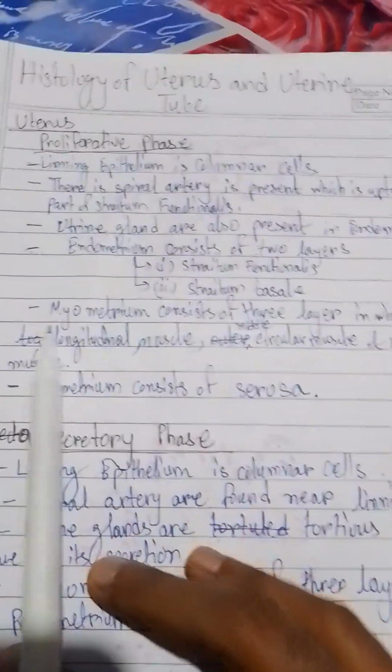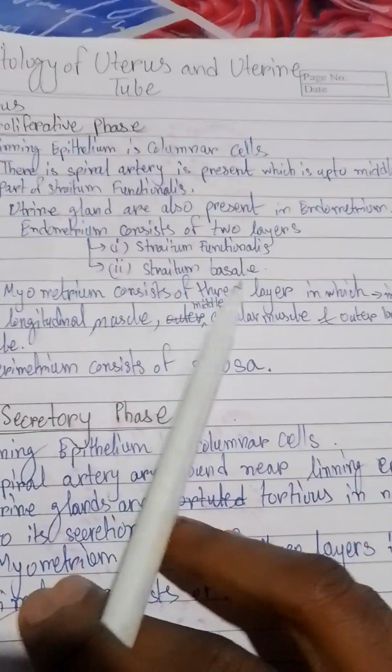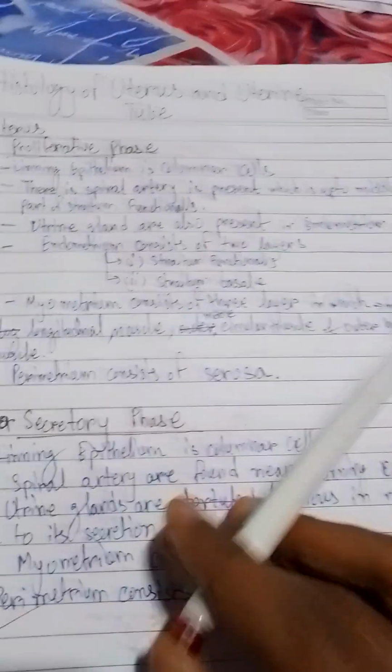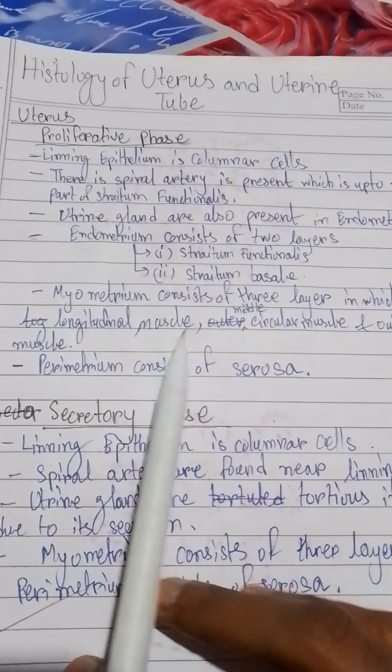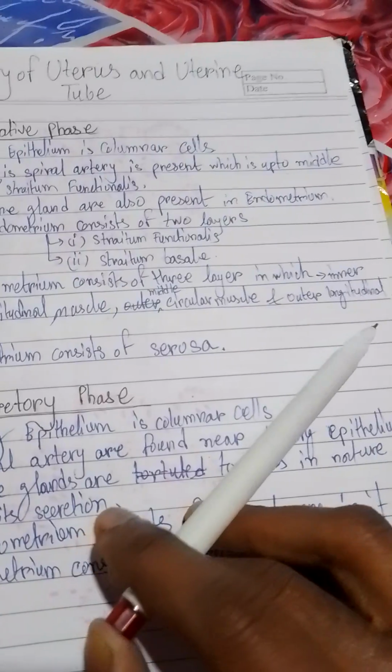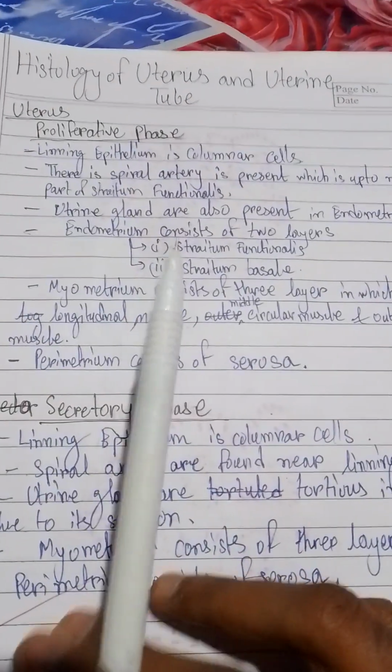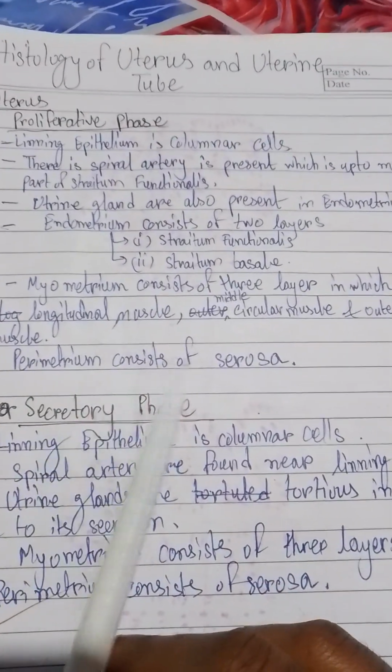Now we look at the myometrium, which consists of three layers: inner longitudinal muscle, middle circular, and outer longitudinal muscle. The perimetrium consists of serosa.